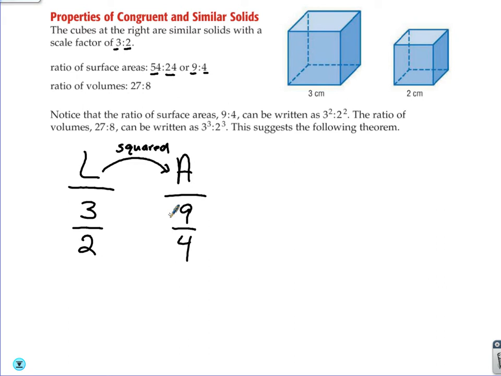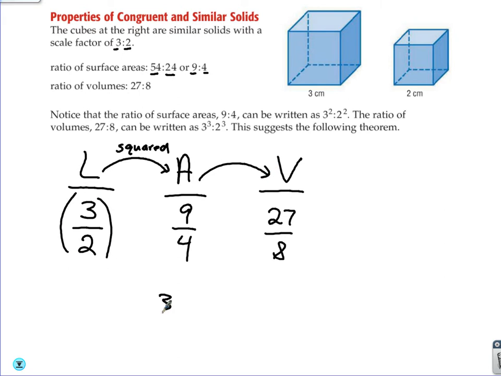Well, what about the volumes? The volumes will have a scale factor of 27 to 8. You'll see the relationship: 3 to 2, 9 to 4, 27 to 8. That's actually 3/2, not to the second power, but to the third power. Do you see the relationships there? Because what you're doing is, well, what about this?